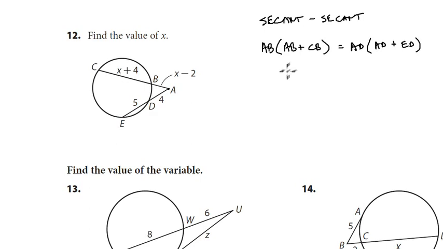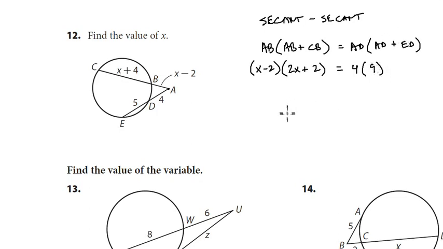So let's plug all these in and make an equation. AB is equal to x minus 2. AB plus CB, let's do that in our head. That's x plus 4 plus x minus 2. So x plus x is 2x, and 4 minus 2 is 2. There we go. And we know it's going to be equal to AD, which is 4, times ED plus AD, 5 plus 4, which is 9.